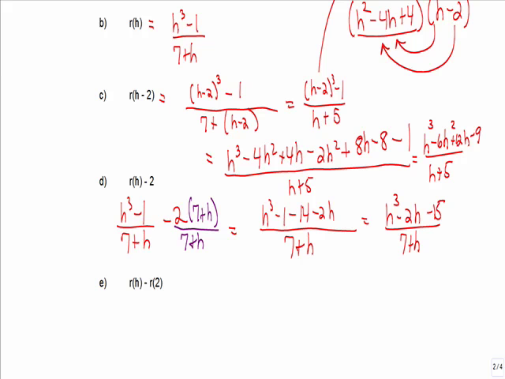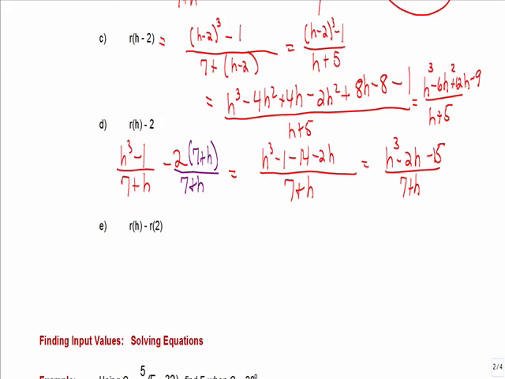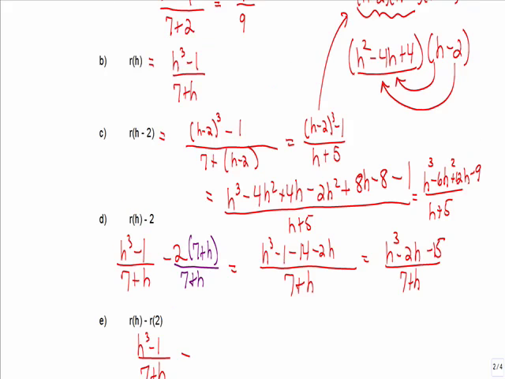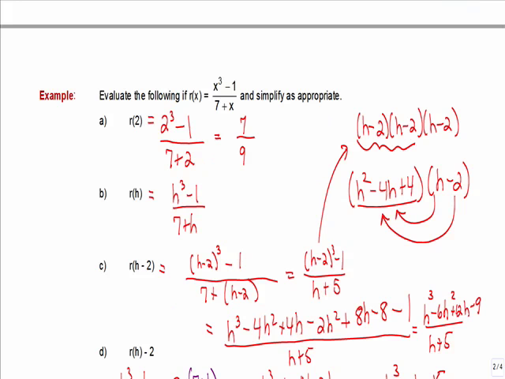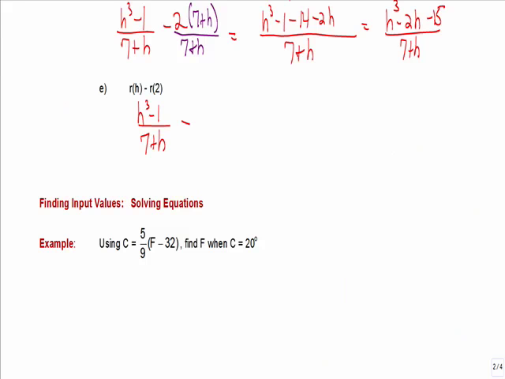Now let's take a look at letter E. I want r at h minus r at 2. Well, I did r at h before, and we've just written that down. That's h cubed minus 1 over 7 plus h minus r at 2. And again, you may remember we did r at 2 way back at the beginning. That was 7/9. So this is going to be minus 7/9.